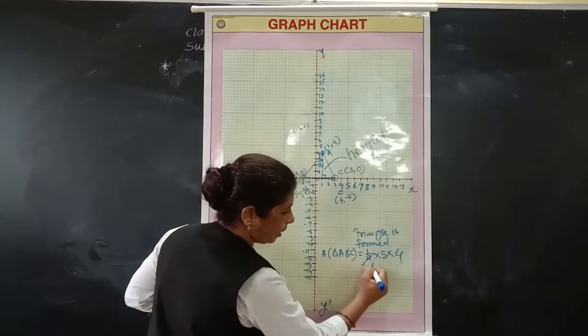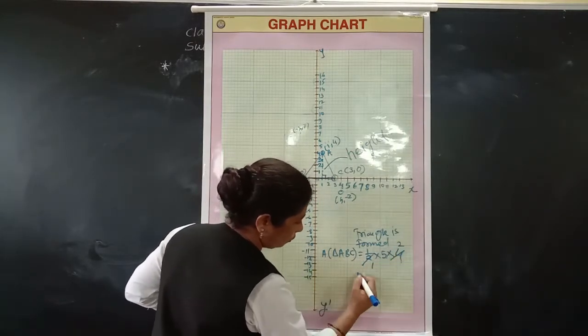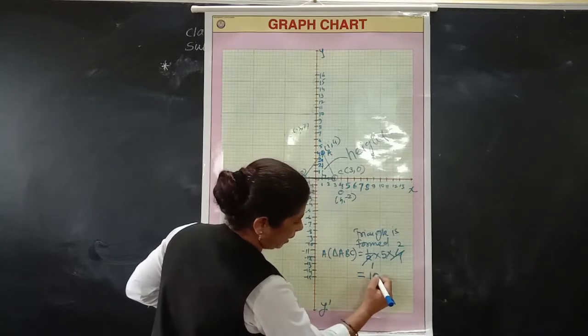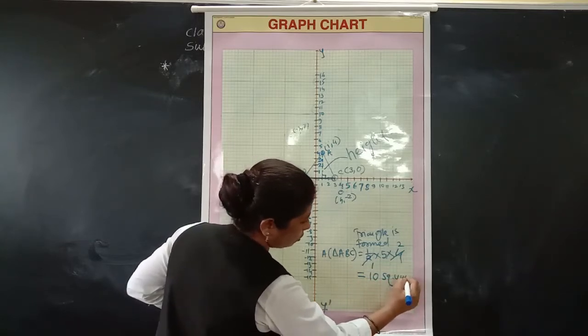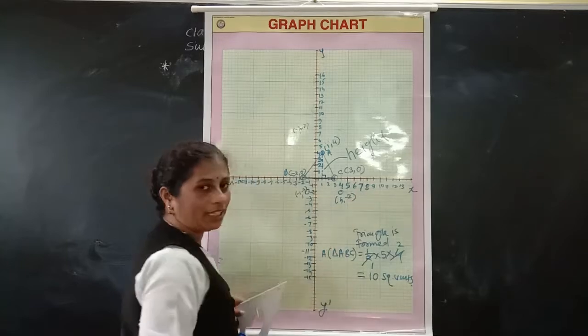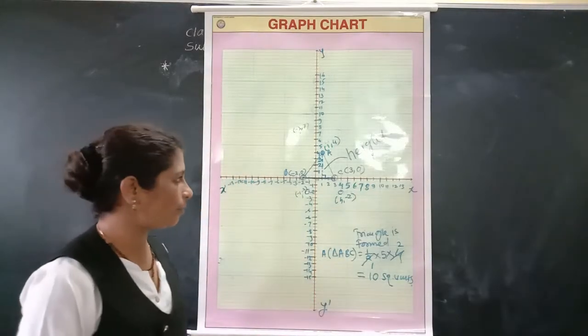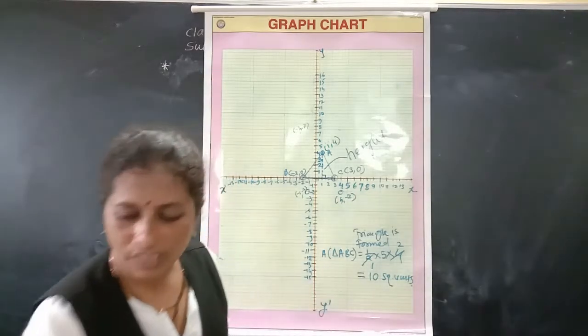So now we will simplify. 2 1s are 2, 2 2s are 4. So you will get 5 2s are 10 square units. So here the area of the triangle is 10 square units. Understood this example? Now next example, next question is there.